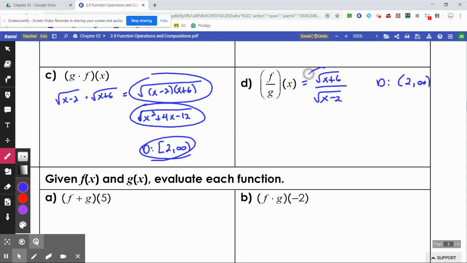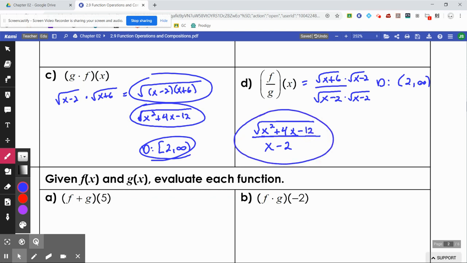Now, a lot of people will leave their answers like that. I am going to go through the process of what about if we wanted to rationalize? What if we want to get that radical off the bottom? So just for extra practice, let's multiply top and bottom by root x minus 2. The bottom becomes just plain old x minus 2. Any root times itself just gets rid of the root. And on top, we get the square root of, and we've already multiplied that in the last problem. That'd be x squared plus 4x minus 12. And again, there's your domain.